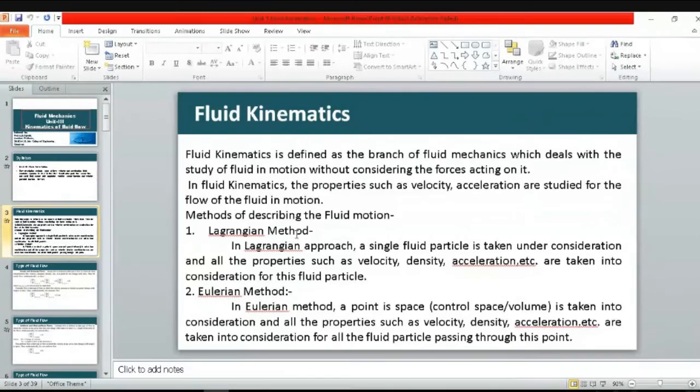Okay, so in Lagrangian method, a single fluid particle is taken into consideration, and study is made only on the single fluid particle, and it is assumed as the property of the entire fluid. While in Eulerian method, a point in space, that is control volume, is considered, and the number of fluid particles entering and leaving that control volume, study is made on all the fluid particles entering and leaving. Okay, so Eulerian method is the more correct method.